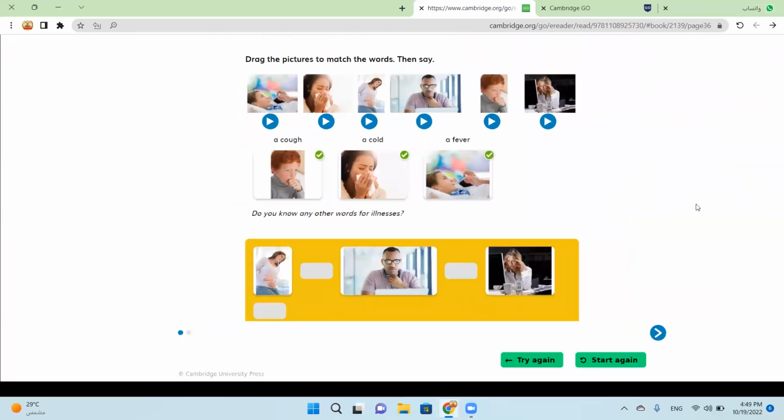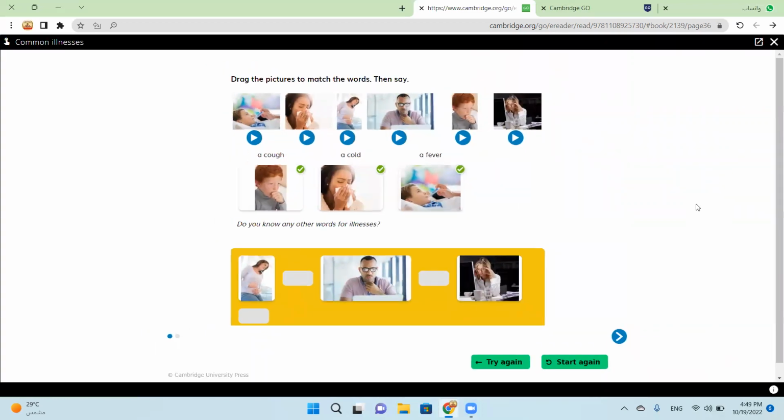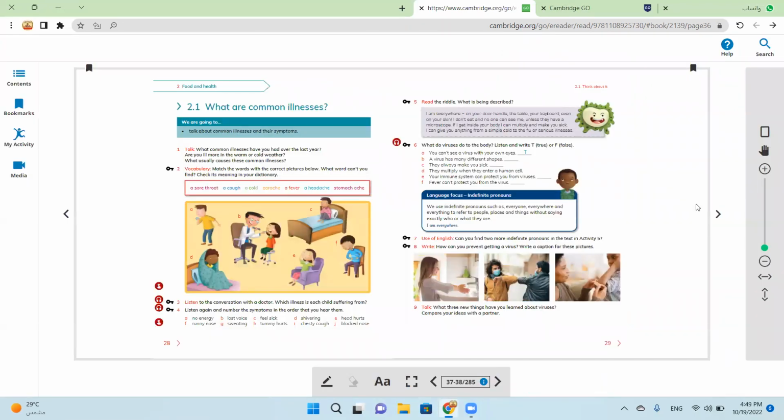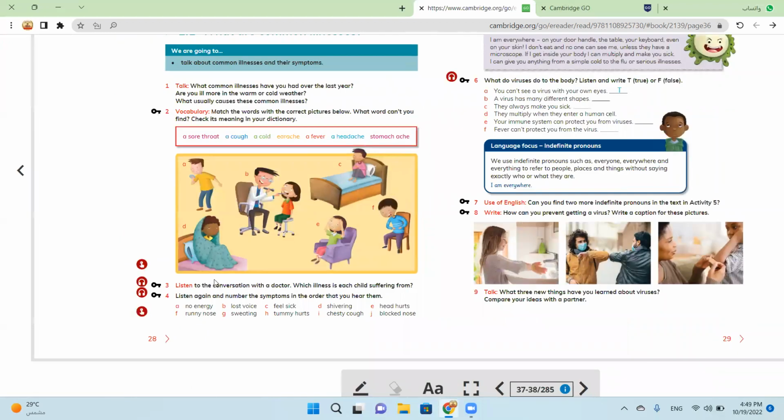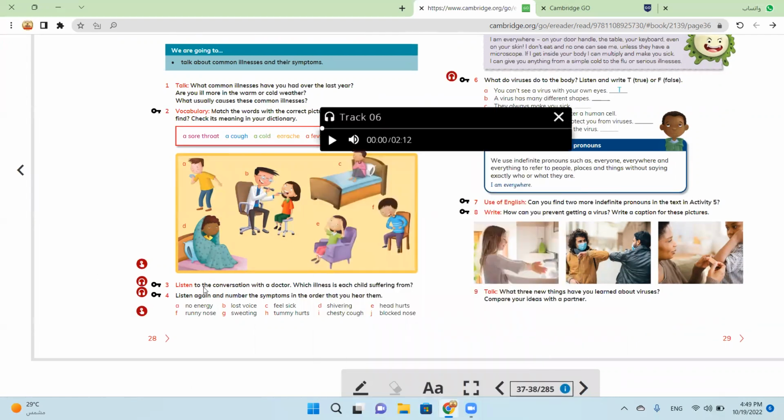Okay, let's go back to the lesson and move to activity number 3. It's a listening activity. So grab your pen and be ready to take notes.